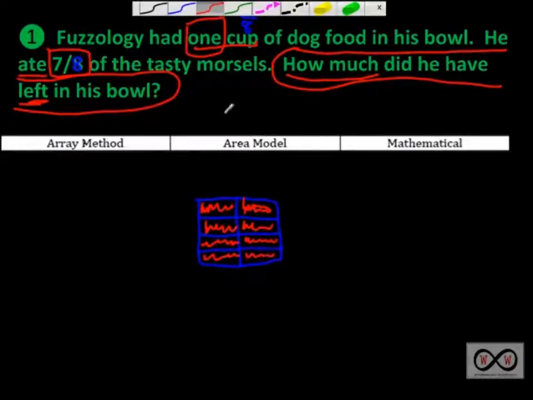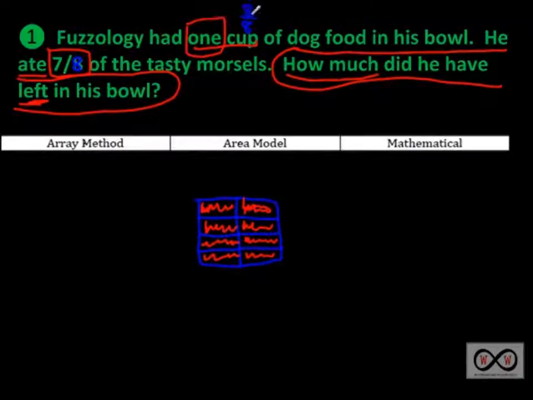There you go. And if you're following along with me and I'm moving a little too fast, feel free to pause the video. That's okay, and resume whenever you're ready. So now, like the clue information we had, we started with 8/8, and then Fuzzology ate 7/8 of that dog food. So what I'm going to do is go through and realize this is a subtraction problem, so we have to show that we're taking away some of these. We're going to take away 7/8 of these, so we're going to go ahead and do that.